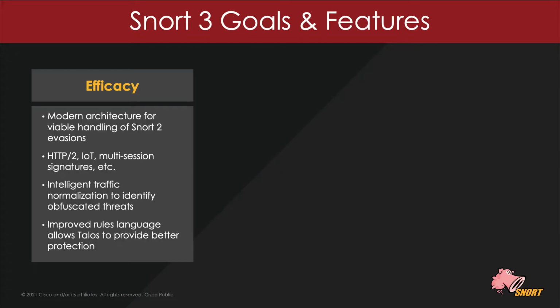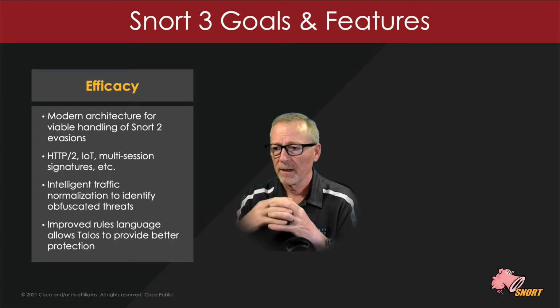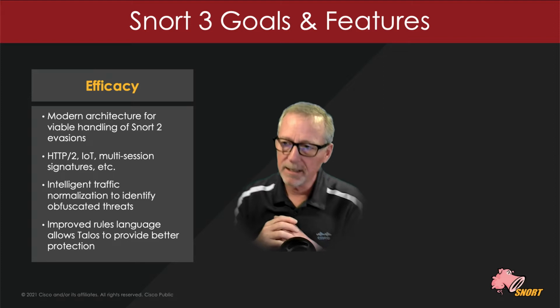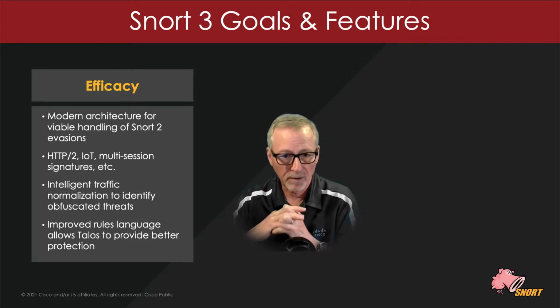Goals and features. Okay, so when we decided Snort 2 needed an upgrade, which we decided a few years ago, what were we looking for? Well, first, efficacy. We want a modern architecture for viably handling Snort 2 evasion. There are a number of evasions that attackers are always trying to use to get by the IPS, right? The idea is to get your attack through the IPS, disguising it so the IPS misses it. That's called an evasion. And there have been plenty of those over the years. We've dealt with most of those quite well in Snort 2.